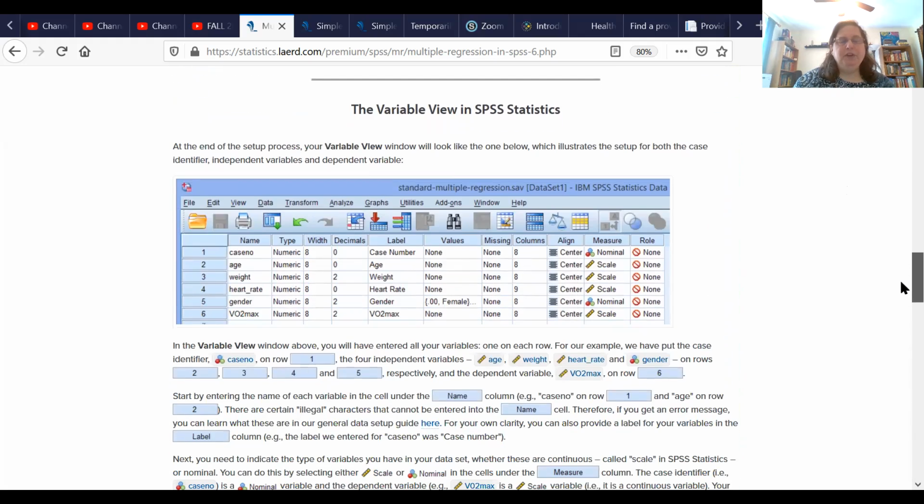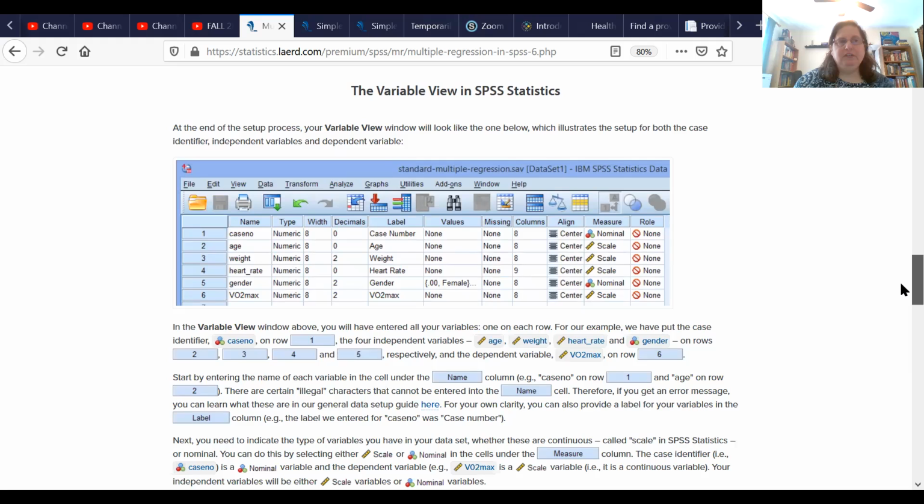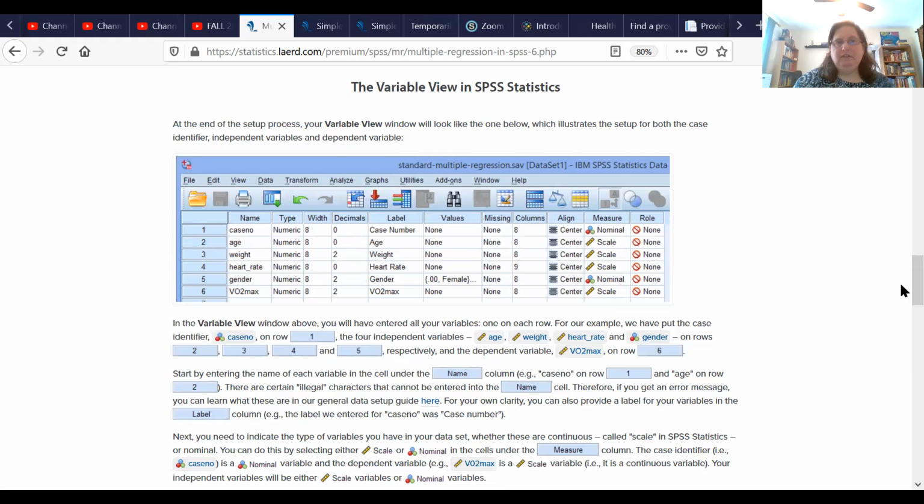Here's the variable view in SPSS statistics. One thing that they point out, and I'm just going to have you go ahead and follow what they like here, is under role, we almost always have input, and they're saying change that to none. So I will say you should go ahead and do that as well. Always change role to none.